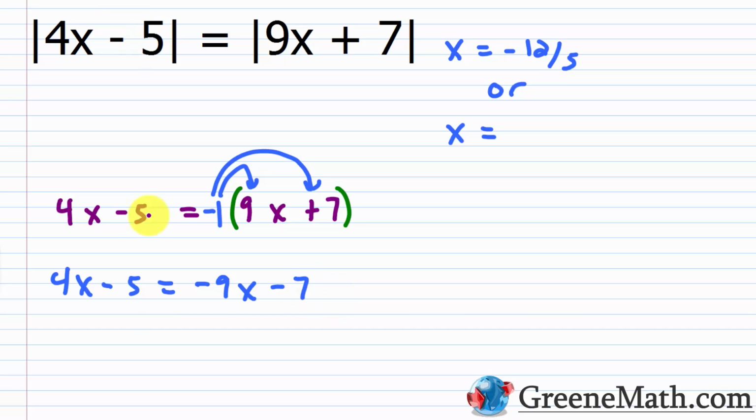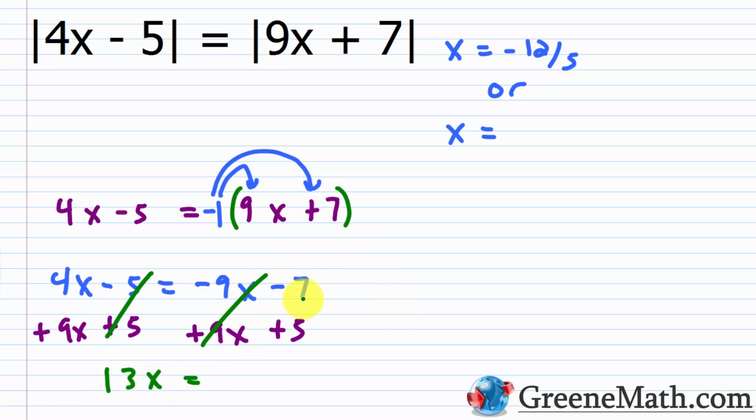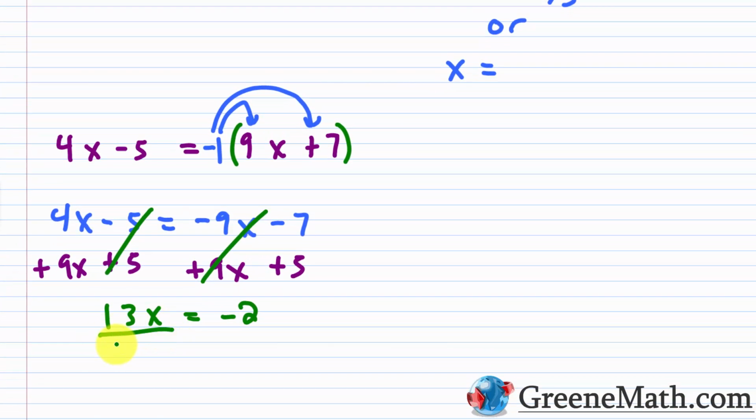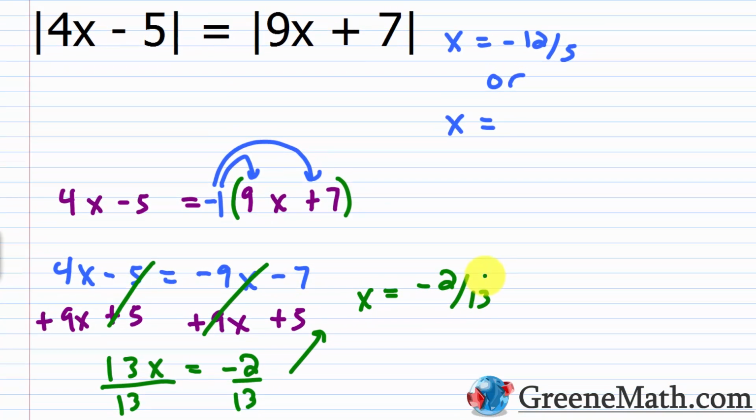Now, what I want to do is add 5 to each side of the equation and add 9x to each side of the equation. So this is going to cancel, and this is going to cancel. 4x plus 9x is 13x. This is equal to negative 7 plus 5, which is negative 2. If we divide each side by 13, we're going to get that x is equal to negative 2/13. So x equals negative 2/13.